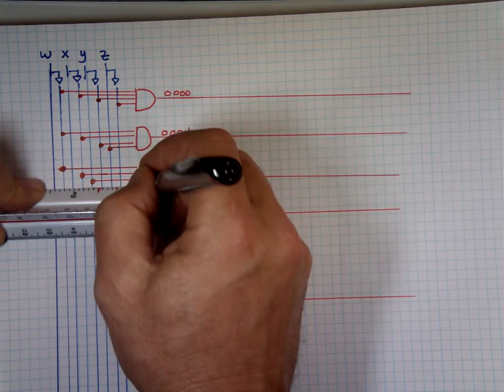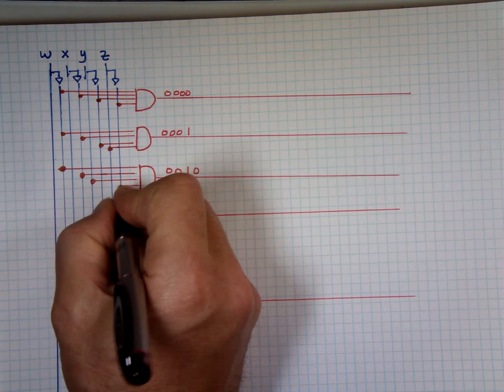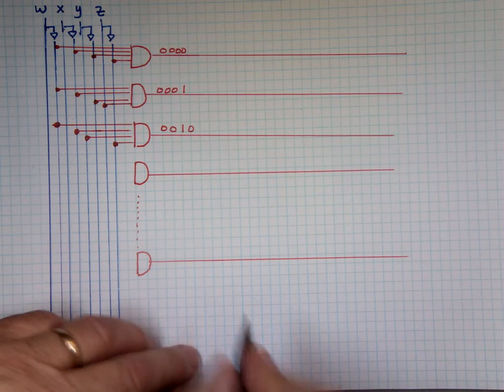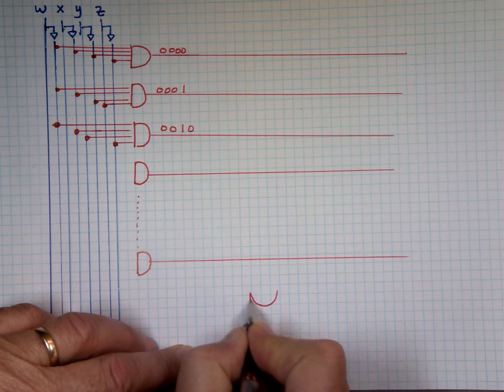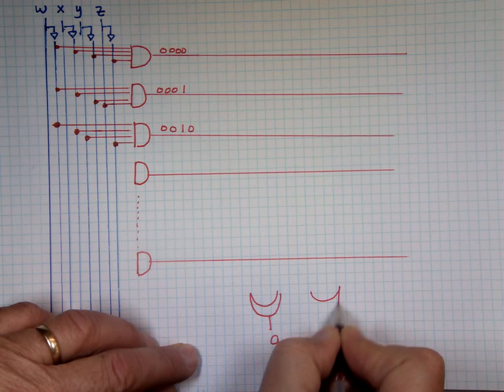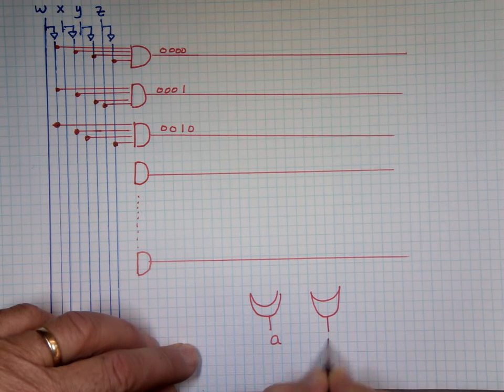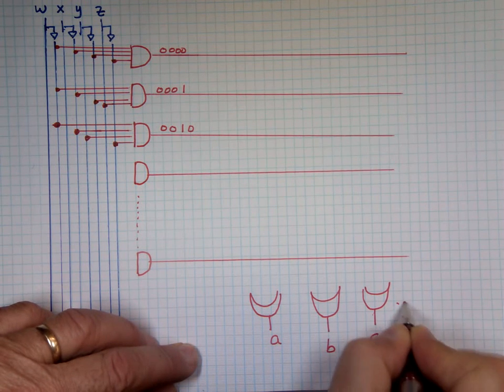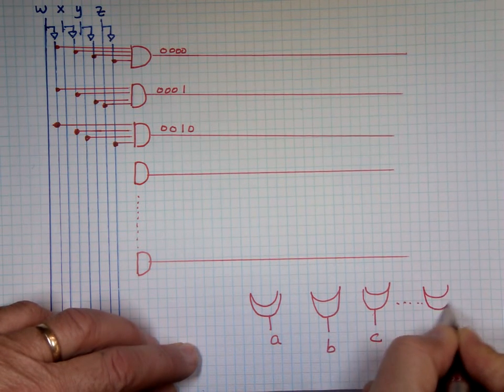You got the idea, everyone? Do I have to do them all? So that's how we attach to them. Then in the bottom, you got to do an OR gate. This is for A. This is for B. This is for C. What was the last one? G.